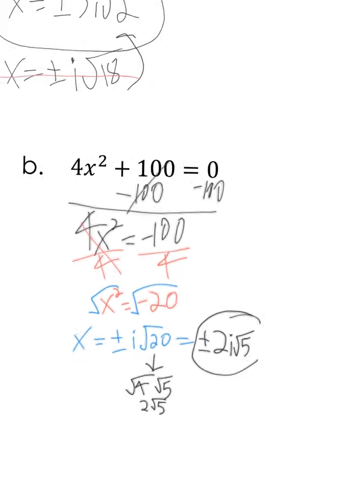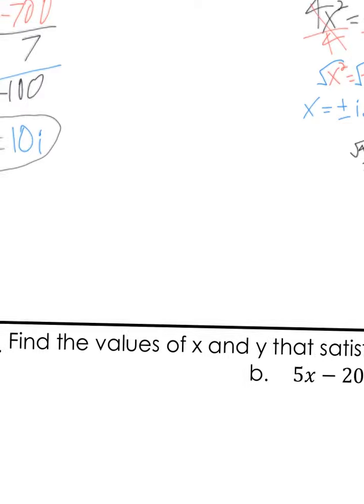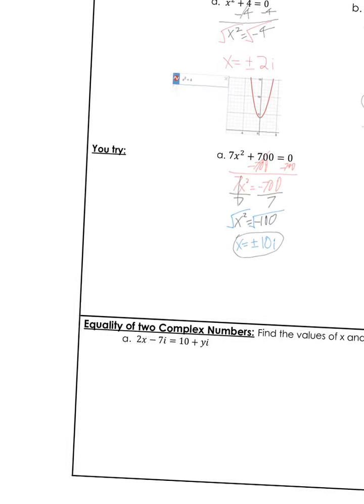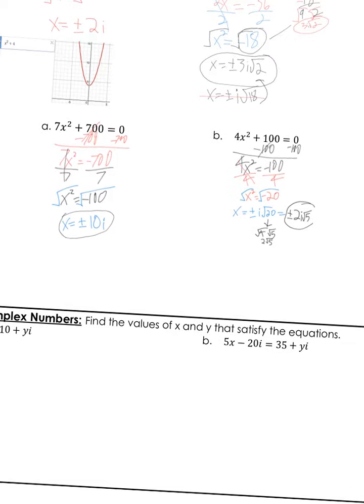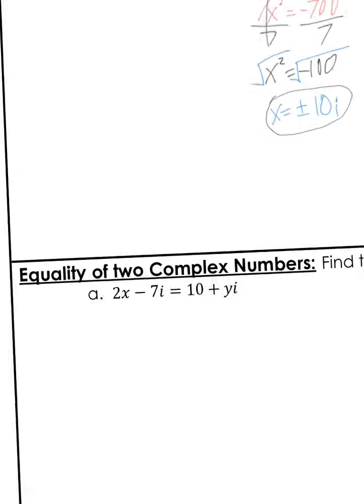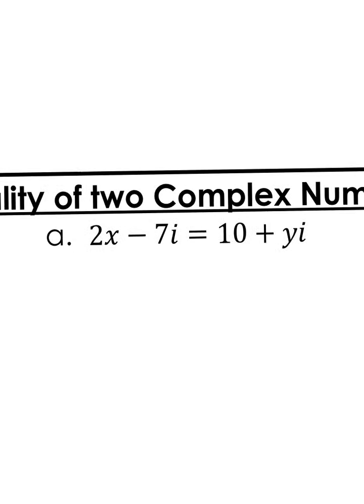Okay? Now, let's move on to the next section. This is equality of two complex numbers. So we're finding the values of x and y that satisfy the equation. It actually looks very complicated. No pun intended, complex, complicated. But I think it's actually simpler than what it looks like. So group your like terms together.